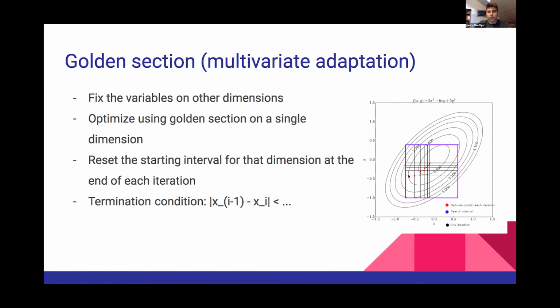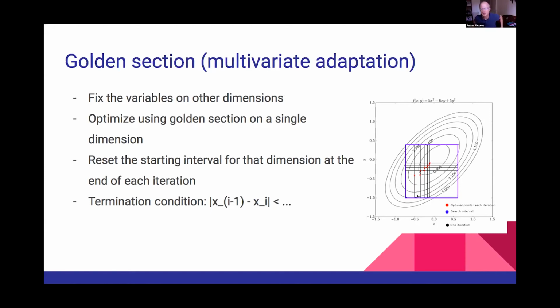But if we keep a very small interval at each iteration, it'll get stuck at that point. So at each iteration, we reset the interval for that dimension. These black lines represent the interval that we're optimizing over for that dimension, if that's clear.